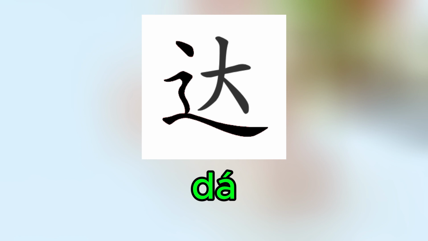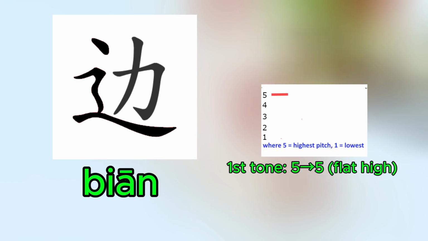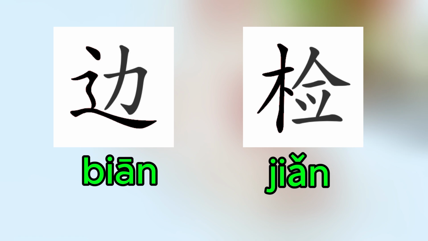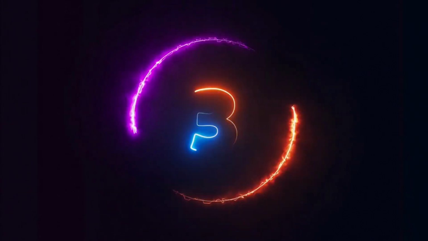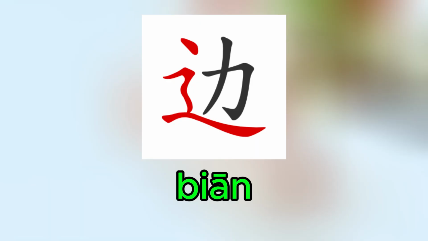After following the 到达 signs, you'll head to 边检, border control. Listen: 边 is the first tone, high and flat, like 妈. Now, 检 uses the third tone, the low dipping one, like 马. Now together: 边检. Now your turn. Excellent. Now let us see how the characters are written.